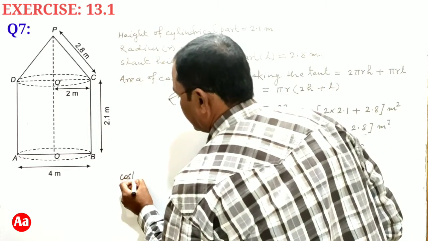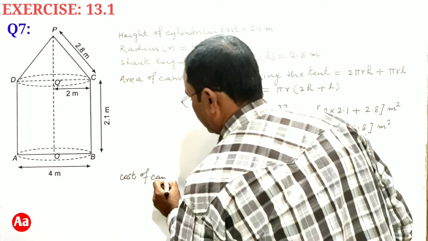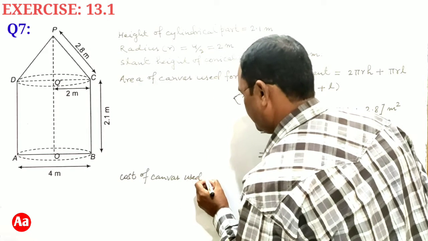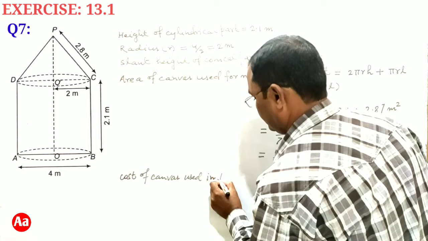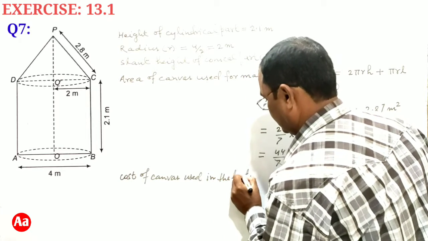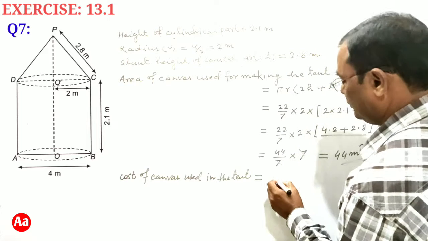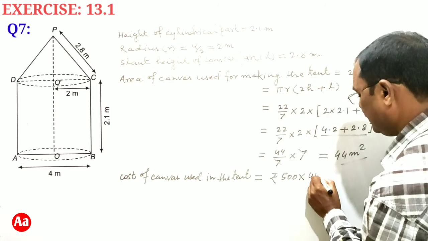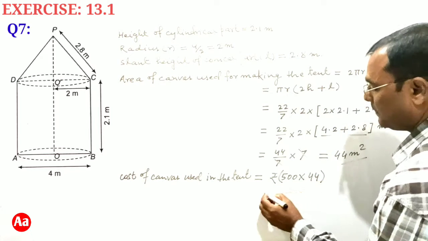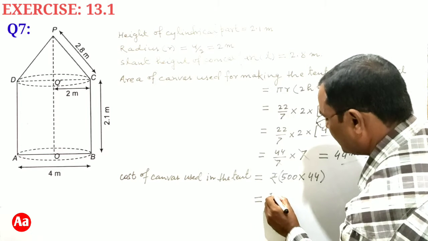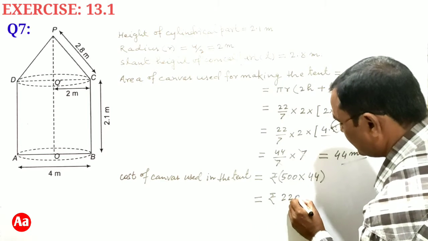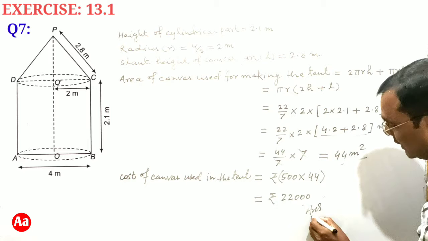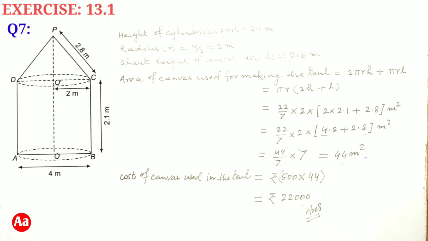So, cost of canvas used in the tent is equal to rupees 500 into 44, and this is equal to rupees 22,000, and this is the cost of canvas used for making the tent.